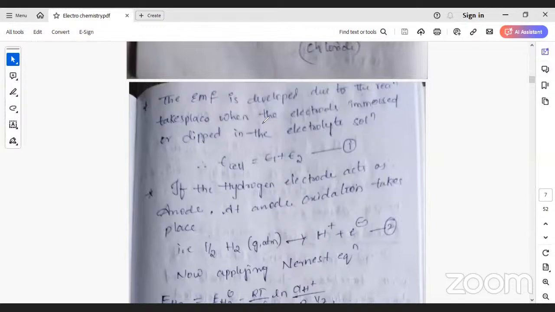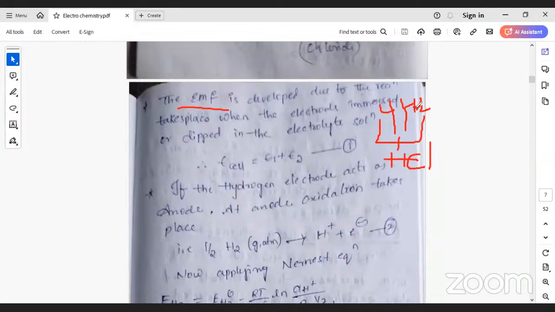Okay, right. So see, the EMF is developed. As we said, when chemical reactions take place the potential is developed, and that is called a chemical cell, right? So two electrodes are dipped in an electrolyte solution. Here the electrolyte solution is the HCl solution. One electrode is reversible to the H plus ions, that is the hydrogen electrode. The other electrode will be the chloride electrode, right?